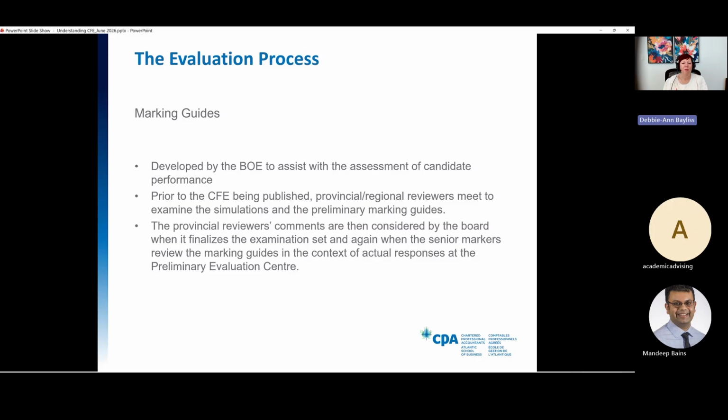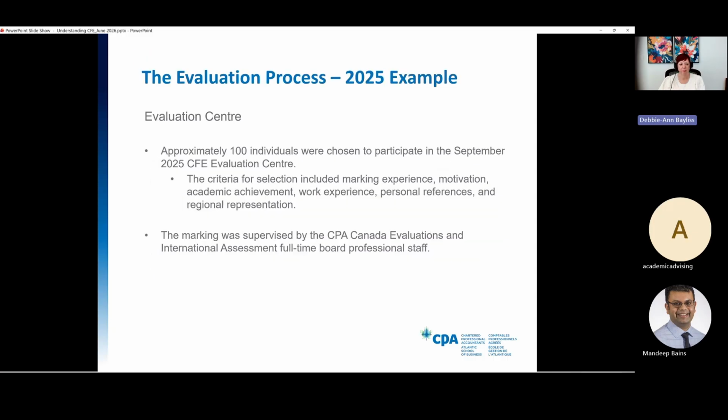And they're going to go through that information, and they could be academic individuals, they could be previous CFE writers. Their feedback is carefully considered in conjunction with the feedback from the experienced markers. And so if adjustments are needed, they are made before CFE is ever published. So let's look at what the Evaluation Center looked like for 2025.